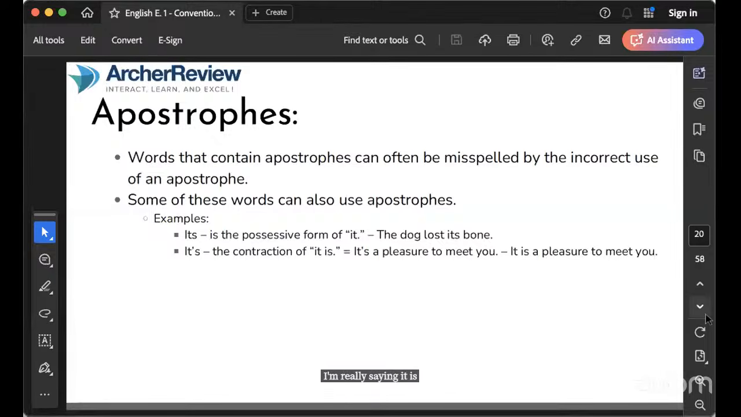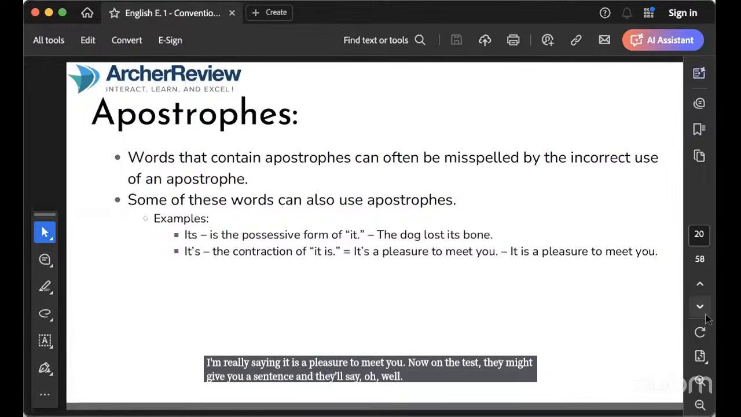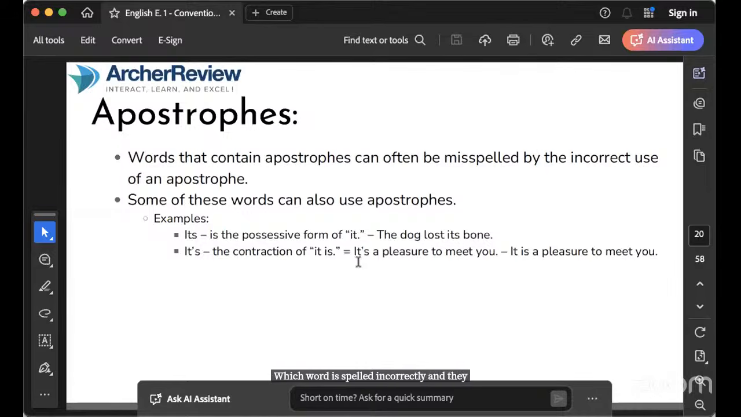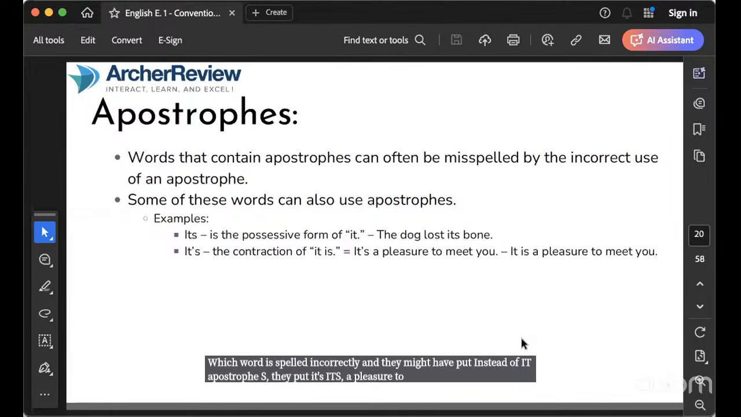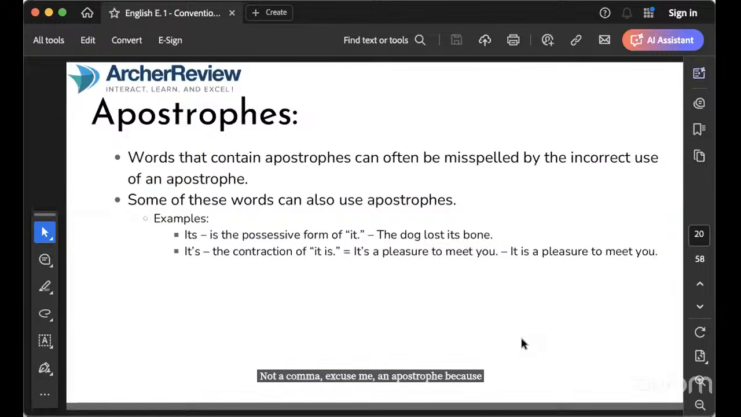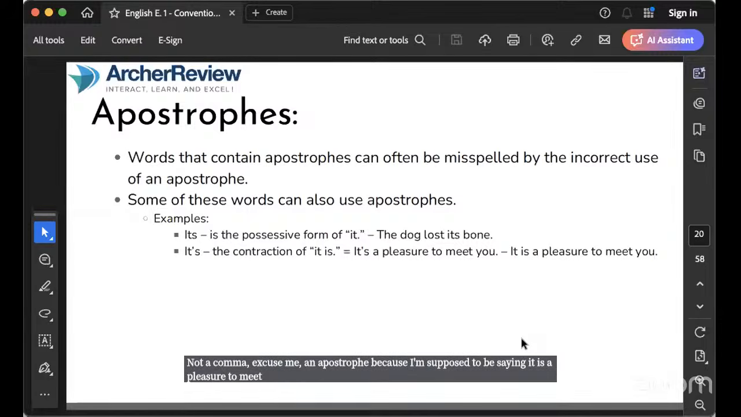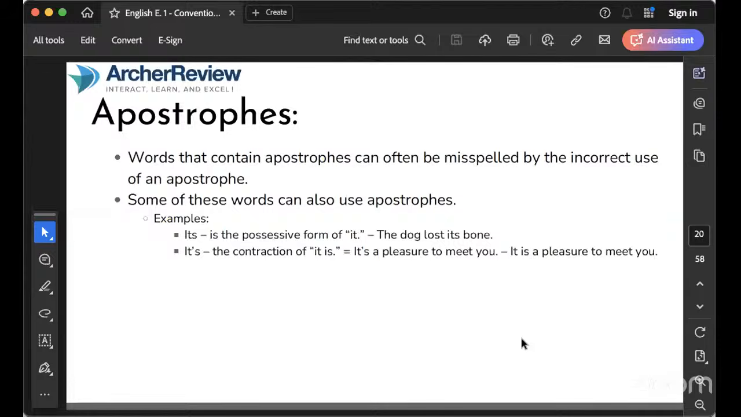Now, on the test, they might give you a sentence and they'll say, oh, well, which word is spelled incorrectly? And they might have put, instead of it apostrophe s, it's its a pleasure to meet you. Well, if you see that, you're like, well, it's not showing possession. There needs to be not a comma, excuse me, an apostrophe, because I'm supposed to be saying it is a pleasure to meet you. So that's just an example of how that might be represented.